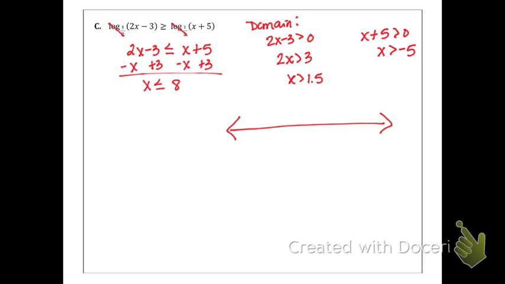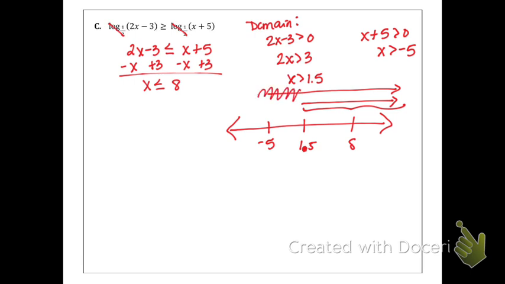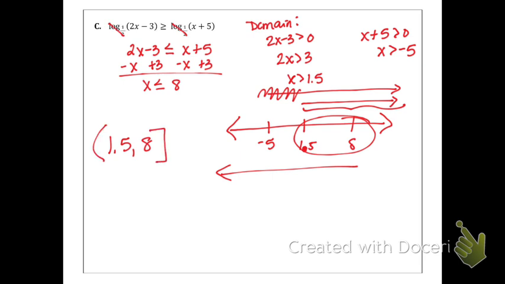So when I do this, I have what? -5, 1.5, and 8. So I know it's going to have to be greater than 1.5. It's got to be greater than -5. So I can already see I'm looking at this piece right now because this part doesn't make the first one true. And then less than 8. So I can see their overlap is right here between these two numbers. So it's going to be from 1.5 to 8. 1.5 is not included, but the 8 is. And so there is our solution.